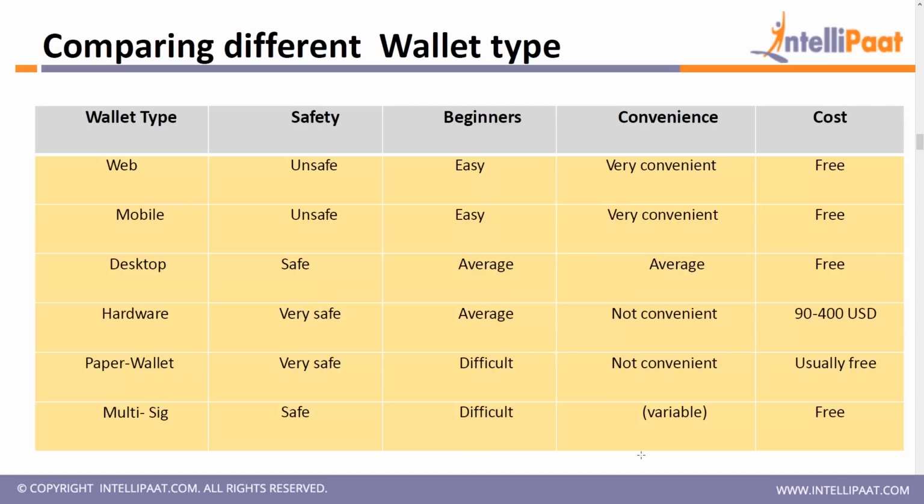Desktop wallets are safe, a bit complicated for beginners, average in convenience and again free of cost. Hardware wallets are very safe, they are a little complicated, and if we talk about convenience, they are not convenient and they require a certain amount of cost to be spent in order to use a hardware wallet, maybe 90 to 400 US dollars. Paper wallet. These are considered again very safe and really difficult for beginners to use, non-convenient and usually free.